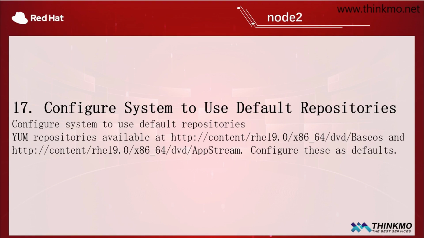Next, let's look at question 17, and then move on. The following questions will also be operated on Node 2. Here, first of all, we have already passed the previous question regarding the password reset. We have successfully entered the system. And next, we can configure the YUM repository.